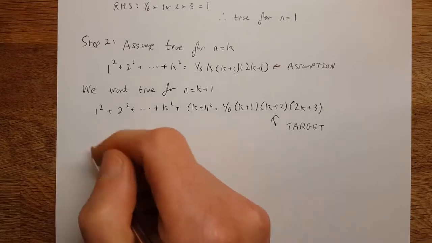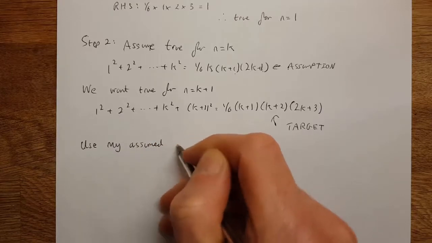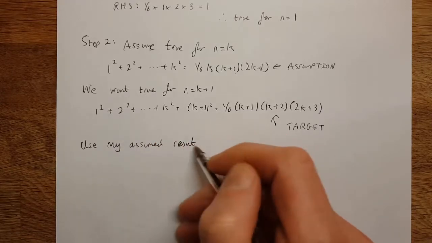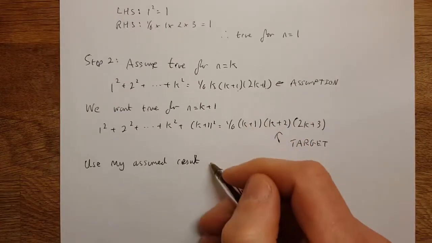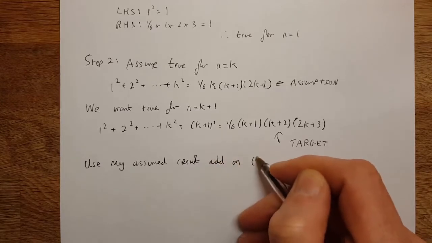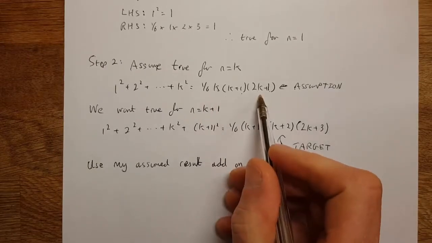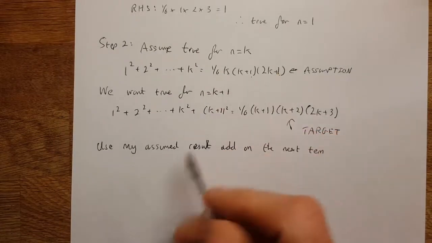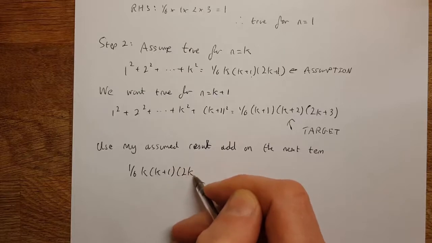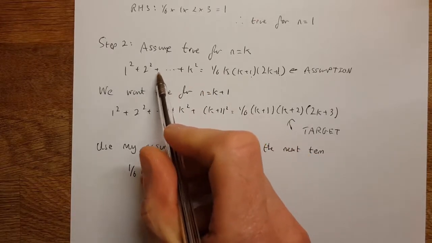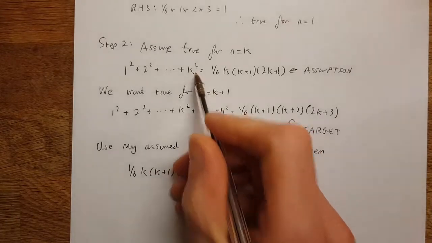So what I'm going to do is use my assumed result, which is up here. I'm going to use that assumed result and add on the next term. So I'm going to see what happens to this assumption when I actually add on the next term. Starting with a sixth k times k plus 1 times 2k plus 1, the next term after k squared would be k plus 1 squared. That's what comes next in this sequence.